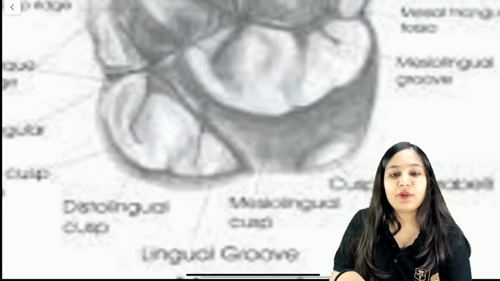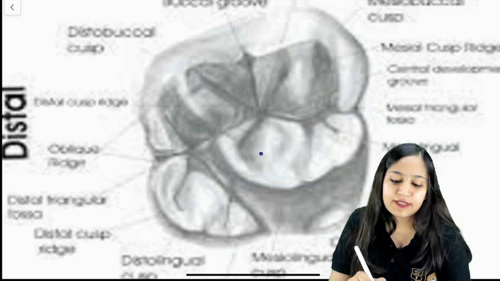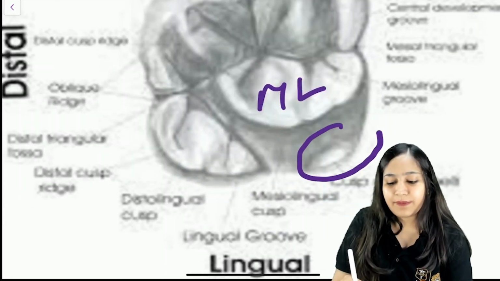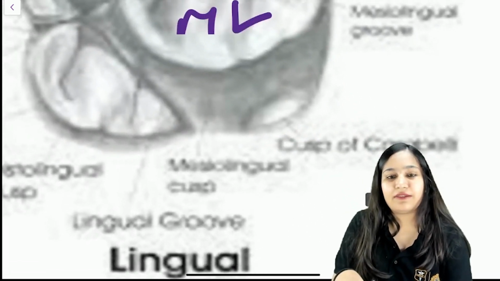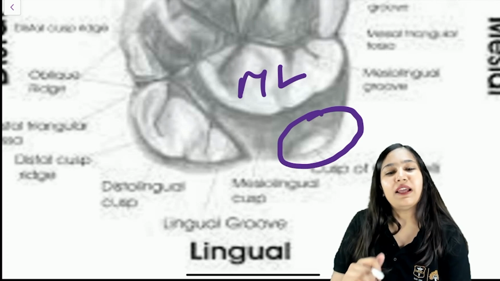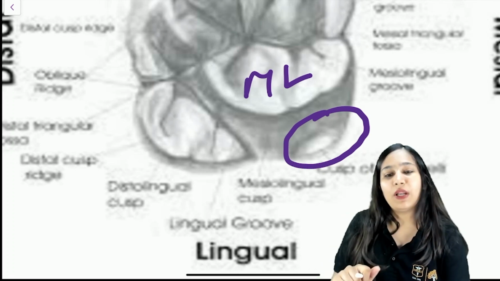Here also in this diagram you can appreciate. From the diagram, first you should know which is the mesiolingual cusp, and after locating the mesiolingual cusp you can easily appreciate the cusp of Carabelli here. And this will be the lingual aspect. So it is present lingual to the mesiolingual cusp.